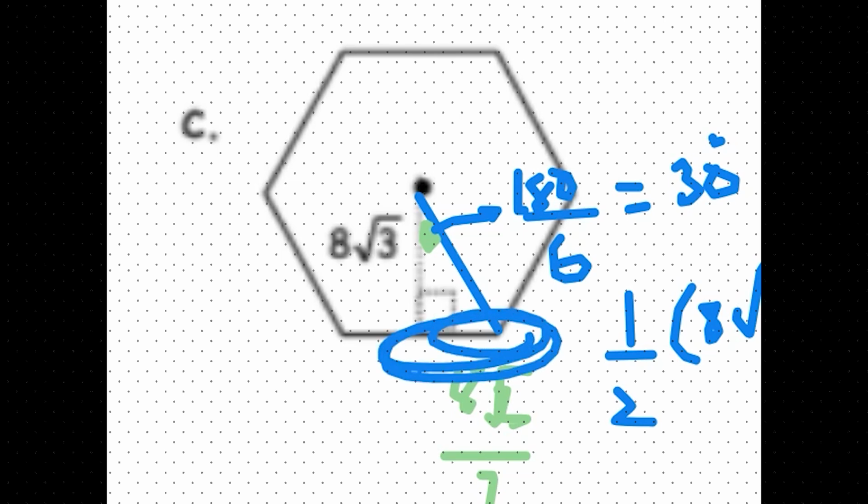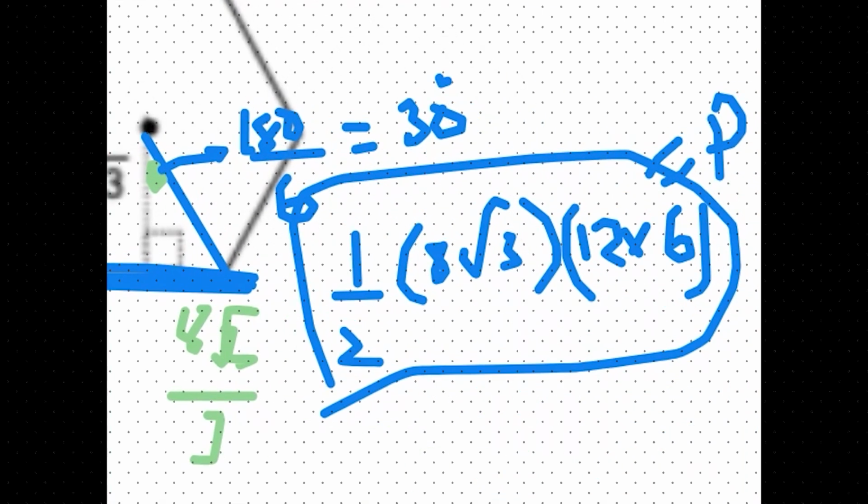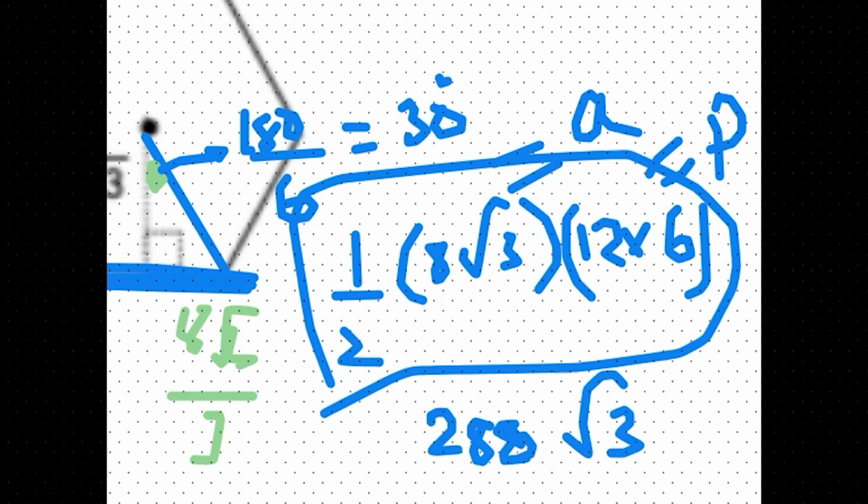See, this length is 8, right? So 8, 12. Total length is 12, correct? So 12 times 6 is 72. 72 is the perimeter. This is the apothem. So the answer is 288 root 3. Okay.